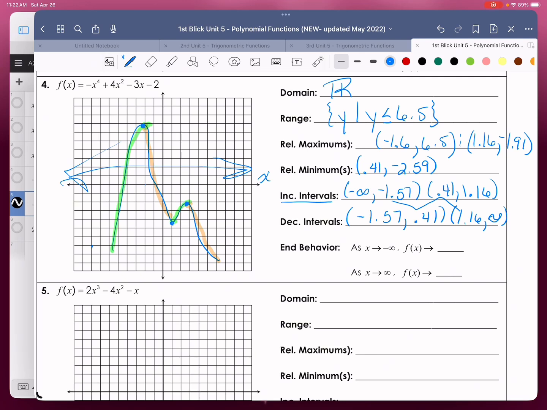All right, your end behavior, as x approaches negative infinity, f of x approaches negative infinity. And as you go to the right and approach positive infinity, f of x also approaches negative infinity.